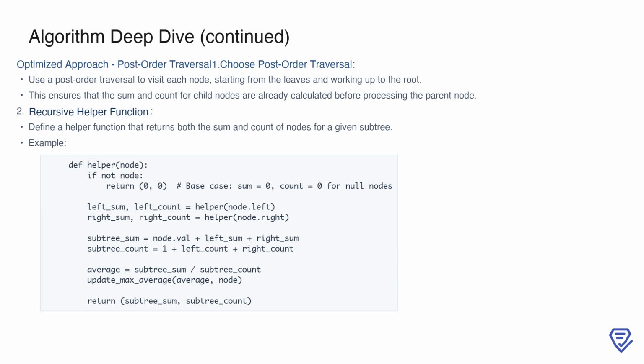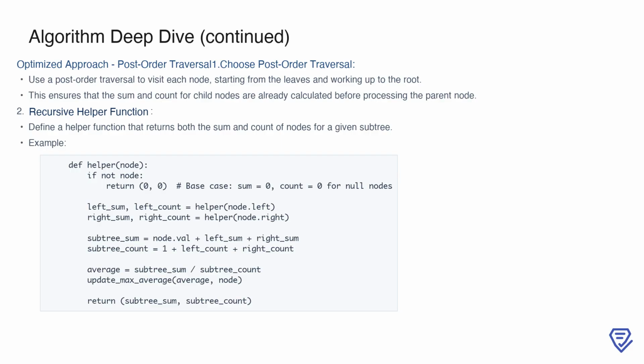To improve efficiency, we use an optimized approach based on post-order traversal. In post-order traversal, we visit the left and right subtrees before processing the current node. This ensures that when we calculate the sum and count for a node, the values for its child nodes are already available.